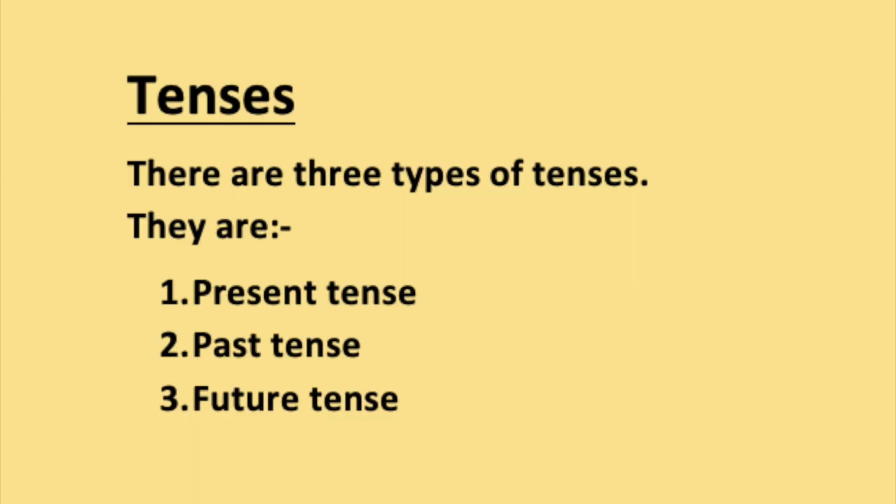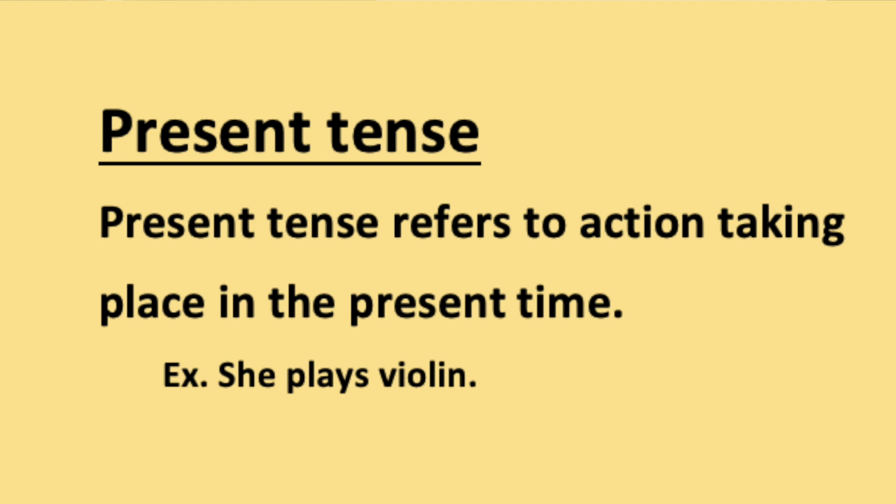There are 3 types of tenses. You can write this in your notebook. There are 3 types of tenses. They are present tense, past tense and future tense. Okay. First one is present tense. Present tense refers to action taking place in the present time. For example, she plays violin.